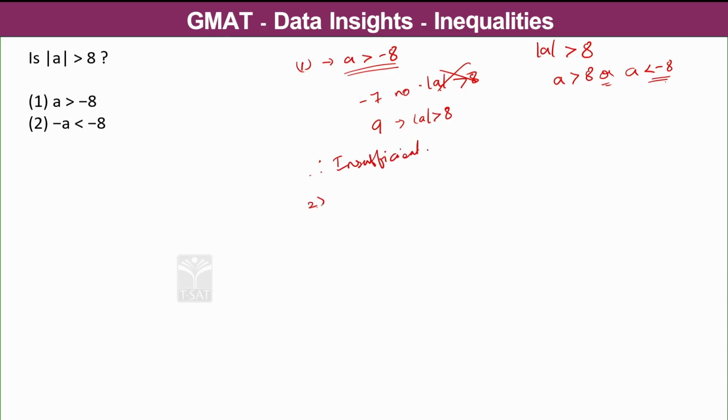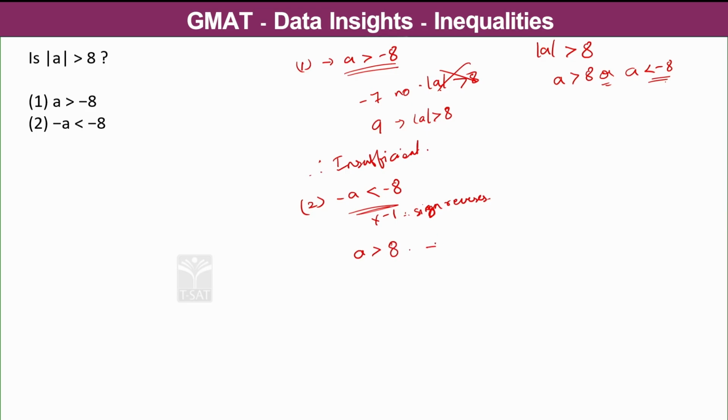Now, statement 2 says minus 8 is less than minus A. We can multiply both sides by minus 1, and then the inequality sign reverses. If you are multiplying with a negative number, the less than inequality turns to greater than. So, A is greater than 8, multiplying both sides by minus 1.